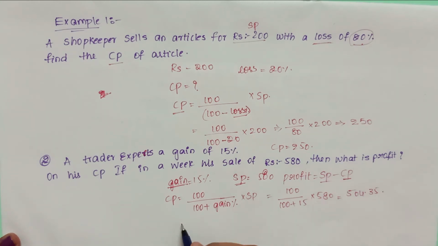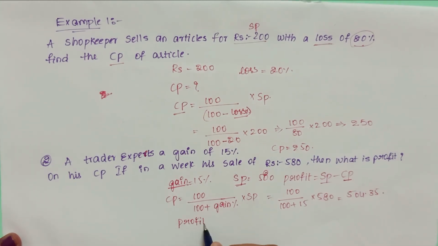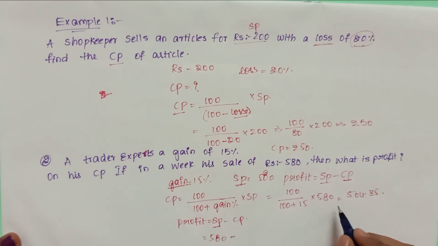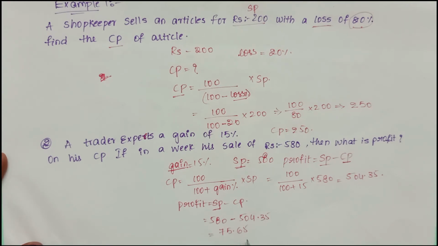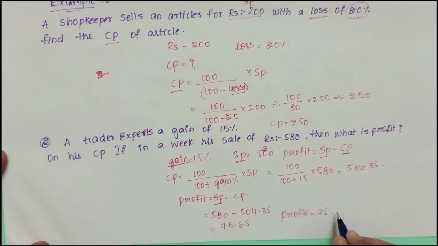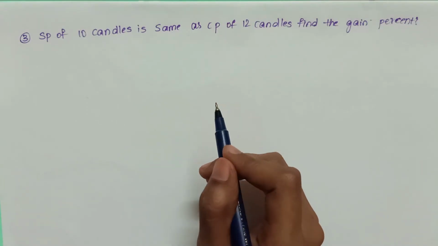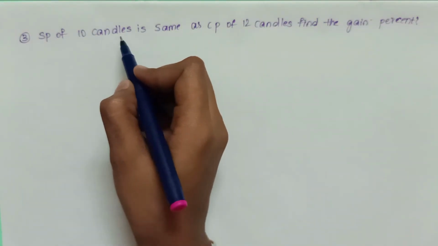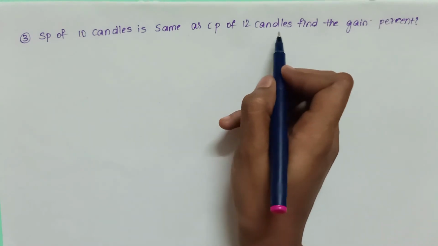504.35. Now profit is equal to SP minus CP. SP value is 580 minus CP value, 504.35. If we calculate, we'll get 75.65, where profit is 75.65. Now third example: selling price of 10 candles is the same as cost price of 12 candles.